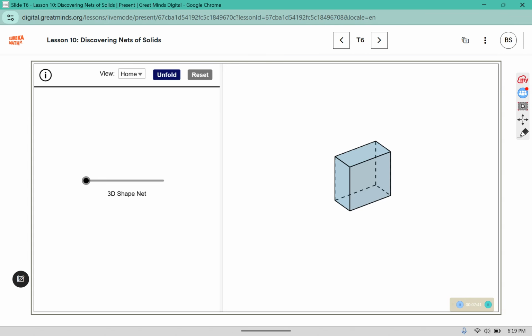We can think of a net as showing what a solid looks like when we cut along some of the edges of the solid and lay it flat. Some of the cutouts we talked about in the opening activity are examples of nets. Let's look at how we would unfold this one.